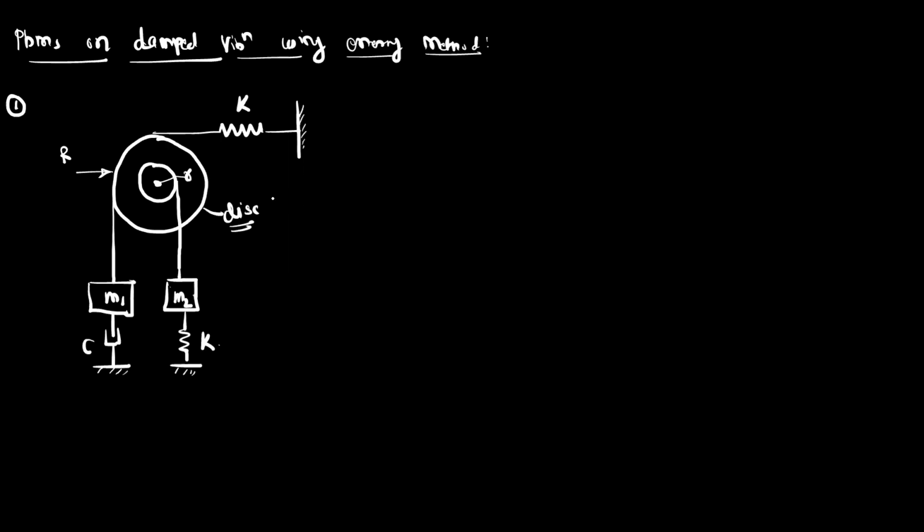So this is the given system. This vibratory system consists of a disc which is pivoted at its center point, so it can only rotate about this point. Then the masses m1 and m2 are connected to this disc at radius capital R and small r. The motion of mass m1 is constrained with the help of the damper C, and for mass m2, the motion is constrained with the help of the spring K. Another spring is connected directly to the disc.